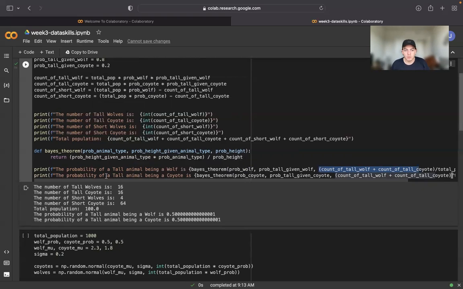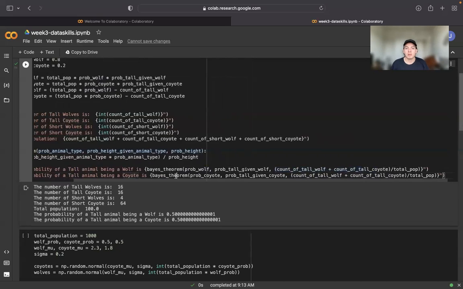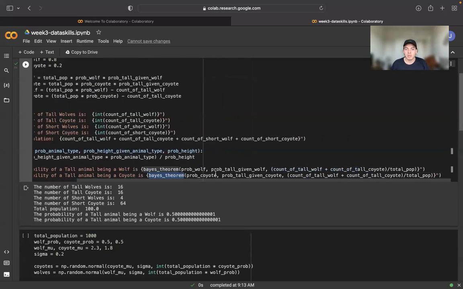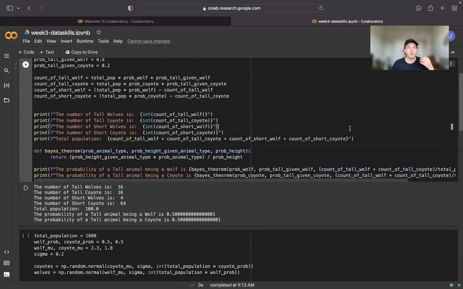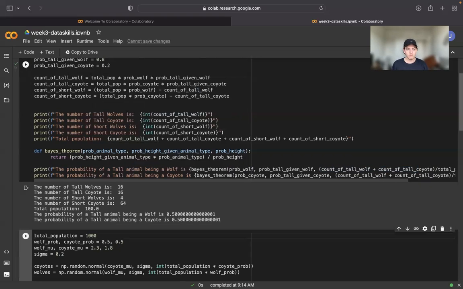Similarly, we have the same thing with the tall animal being a coyote, where we're plugging in the Bayes theorem and probability of coyote, probability of tall given a coyote, and then the same exact count as we had before for the probability of height. And so I'll run it again, just to give you the output.